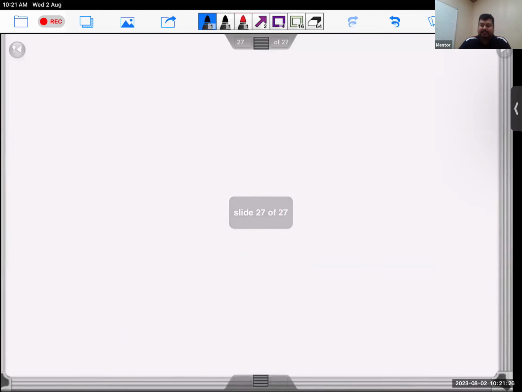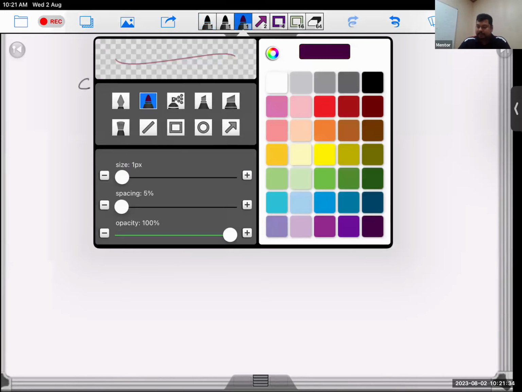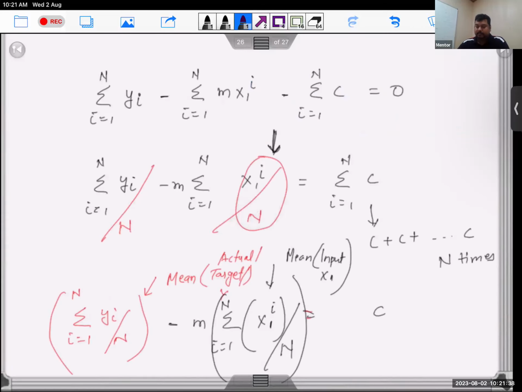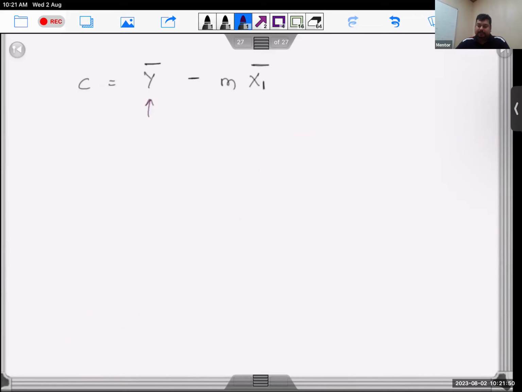Okay. So what is C? C is y bar, the mean of actual, minus m times x1 bar. Is this part clear? Look at this if you're not convinced. This is your y bar, the mean. This is your x1 bar, m times x1 bar. Is this clear? This is the mean of actual. This is the mean of x1.